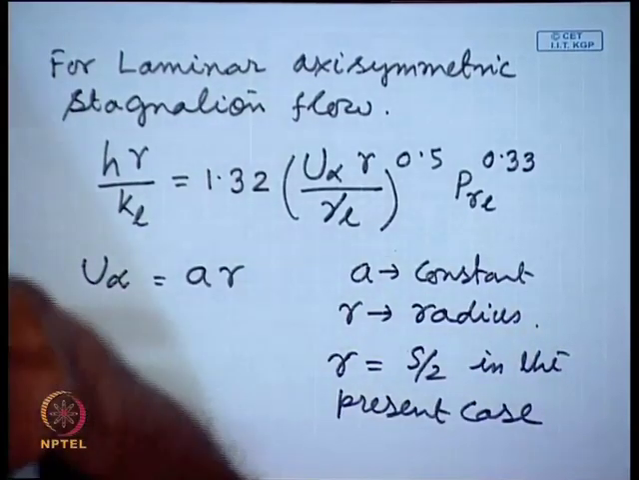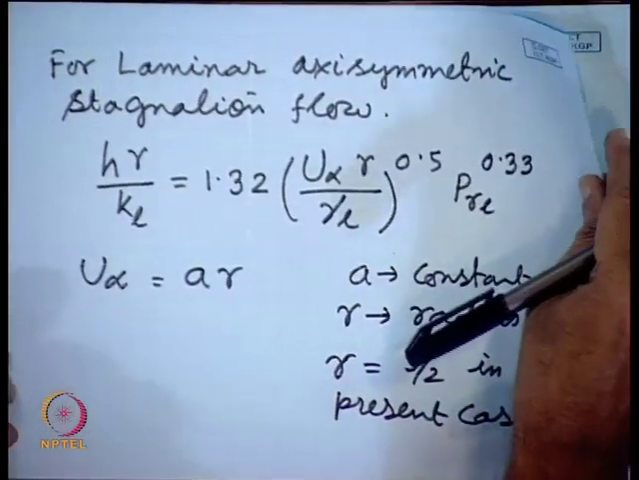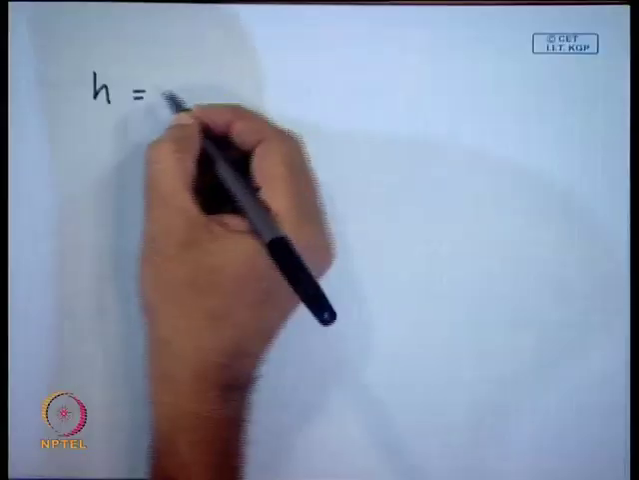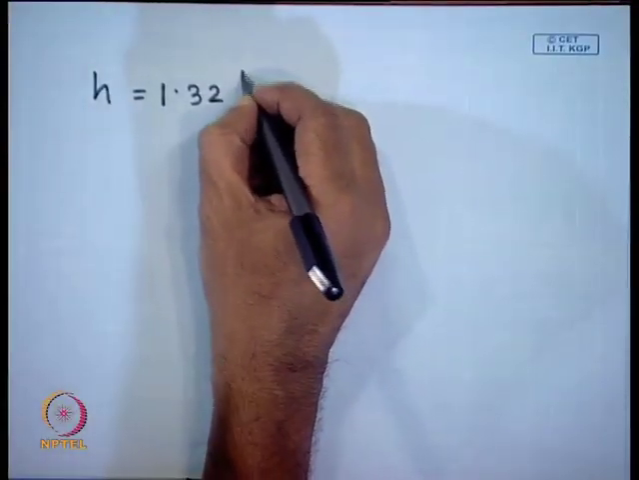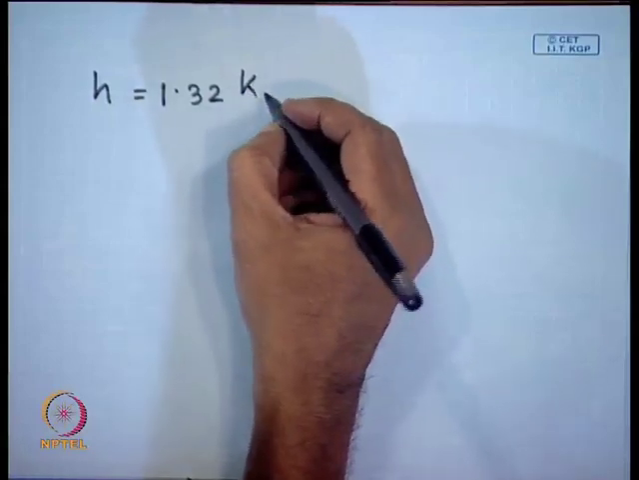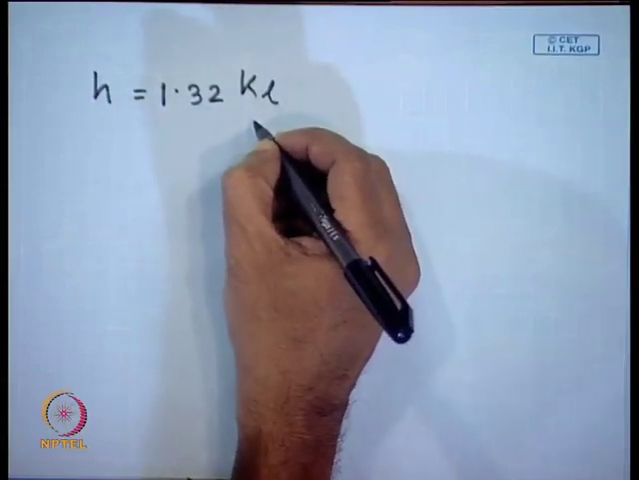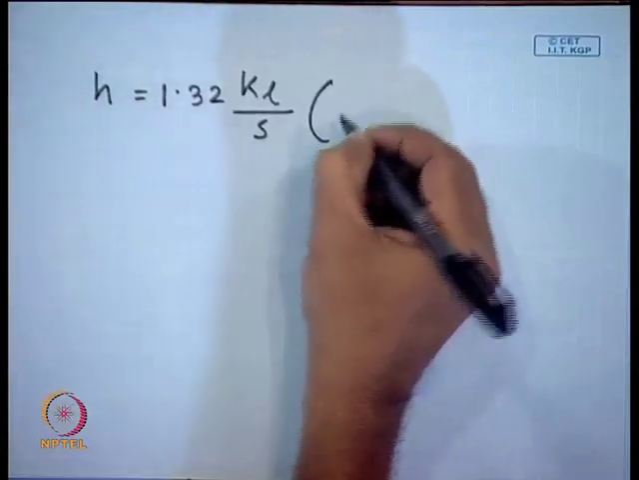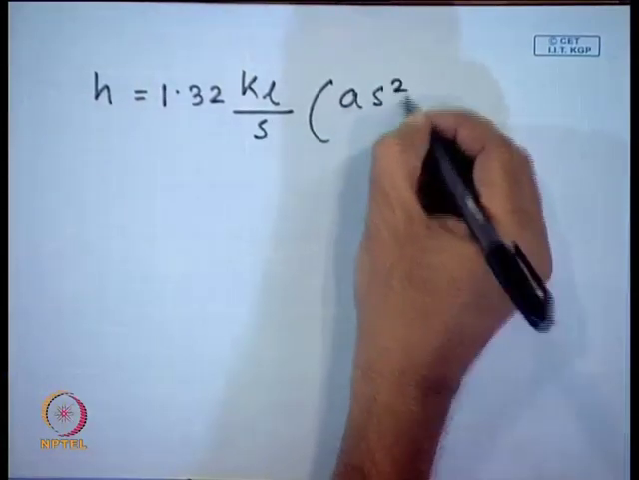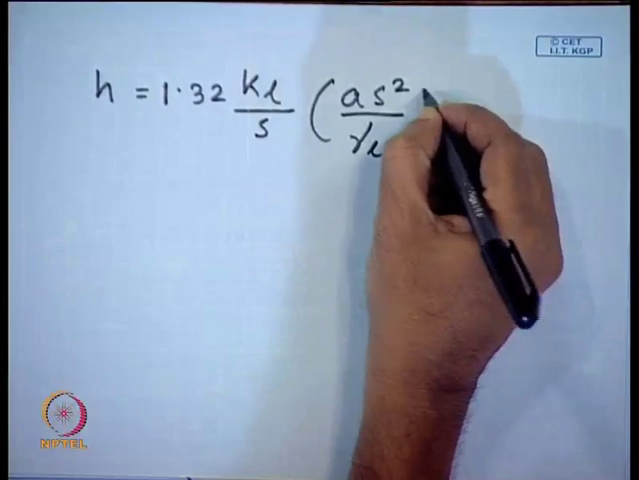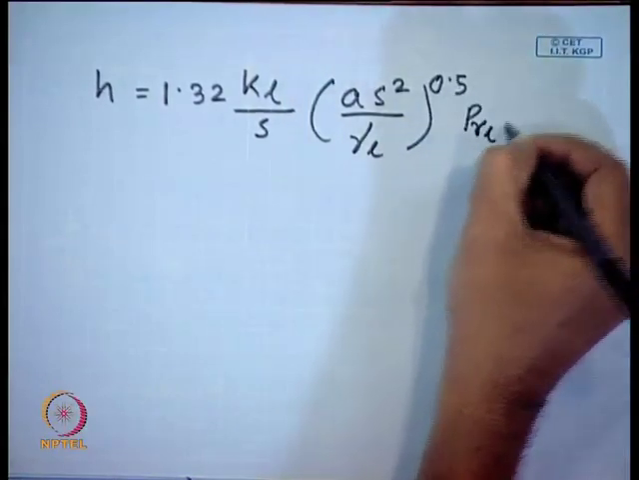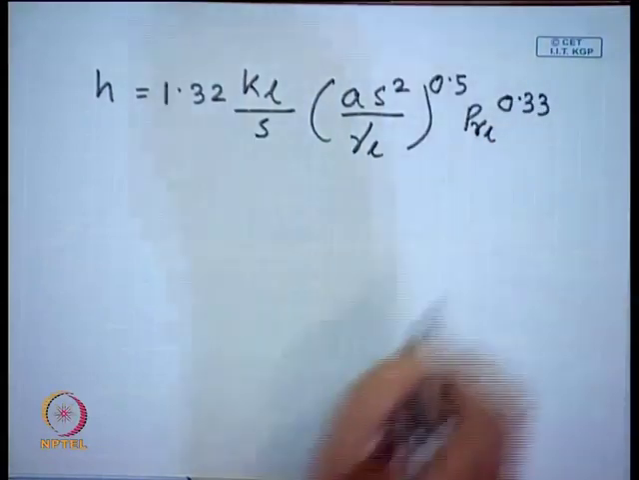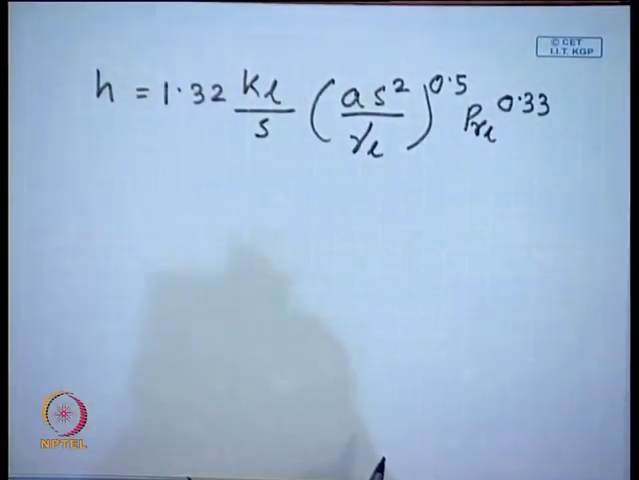So, what will we get from this particular equation? We will get H is equal to 1.32 K_L by S, times (A S squared by nu_L) to the power 0.5, and Pr_L to the power 0.33. So, this is what I will get.